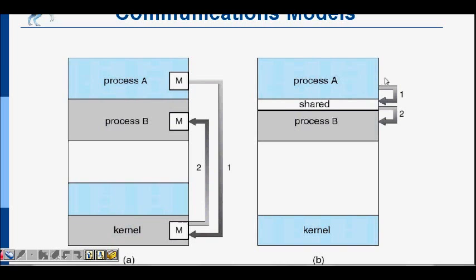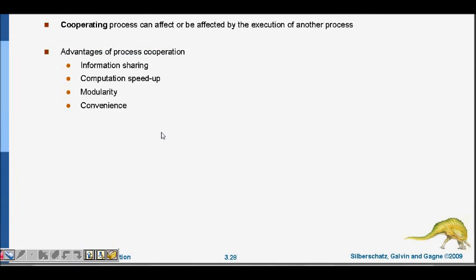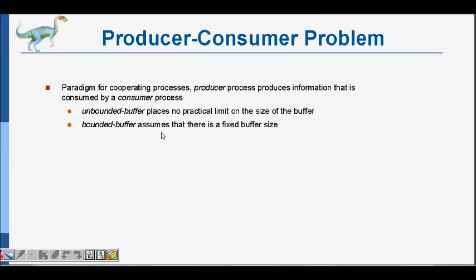Otherwise they have a shared memory here, and process A can write something into the shared memory, and process B can read that thing. So this is how they communicate. And then you have the producer consumer problem. So with cooperating processes, someone is sending a message and the other one is receiving the message.